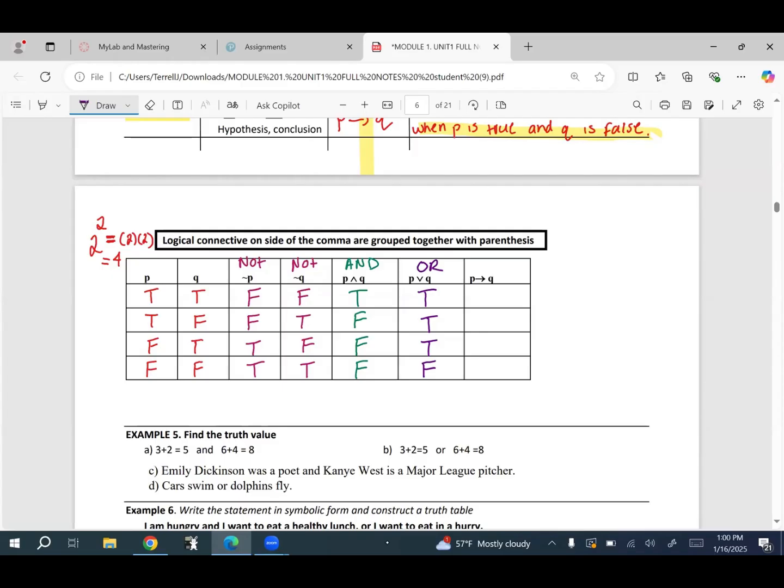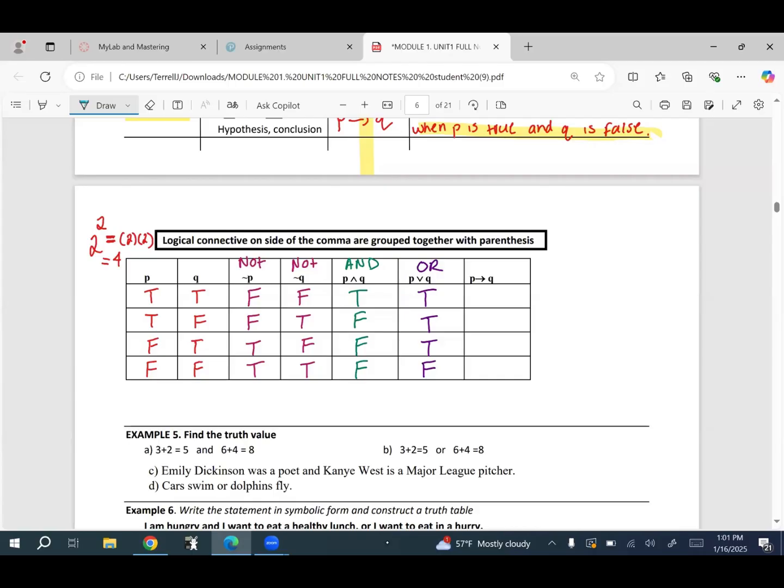Remember with and, both P and Q have to be true. They both have to be true. Otherwise, it's false. With ors, I just need one of them to be true, and then the whole statement is true. We're almost done with the truth table. Let's look at the last column.